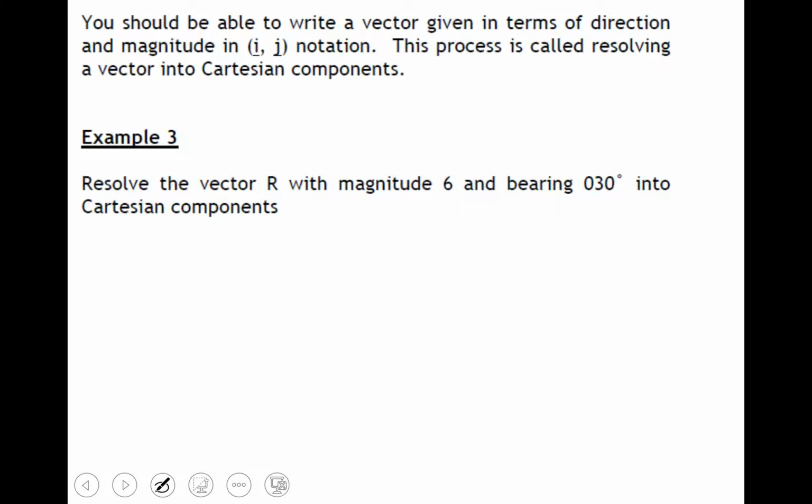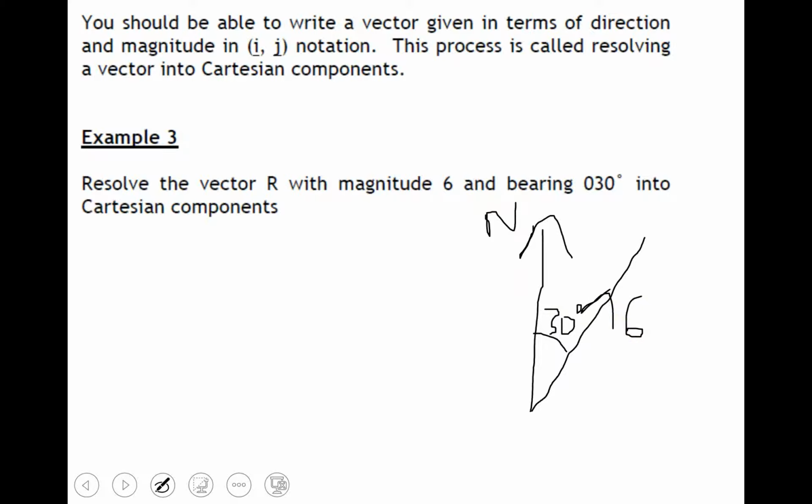We should be able to write a vector given in terms of direction and magnitude in ij notation. The process is called resolving a vector into Cartesian components. So in this case we're to resolve the vector r with magnitude 6 and bearing 030 degrees into Cartesian components. So quick sketch, the vector pointing north, and then 30 degrees from north, that is what a bearing is from GCSE. The vector has magnitude 6. We want the Cartesian components, so we'll need the horizontal length and the vertical length. Now from trigonometry, our horizontal length is opposite the 30 degrees, so that would be hypotenuse, which is 6, sine of 30 degrees. The adjacent side will be hypotenuse times cos of 30 degrees.